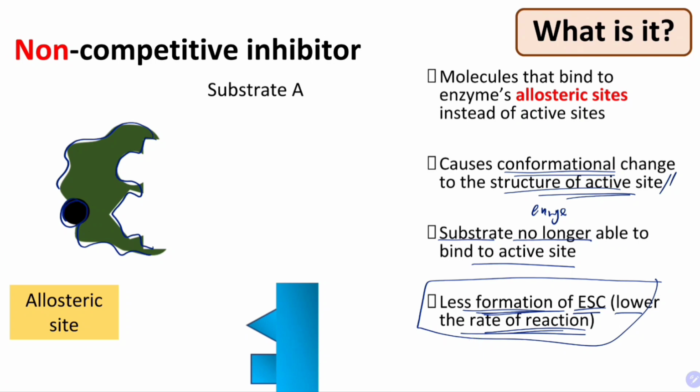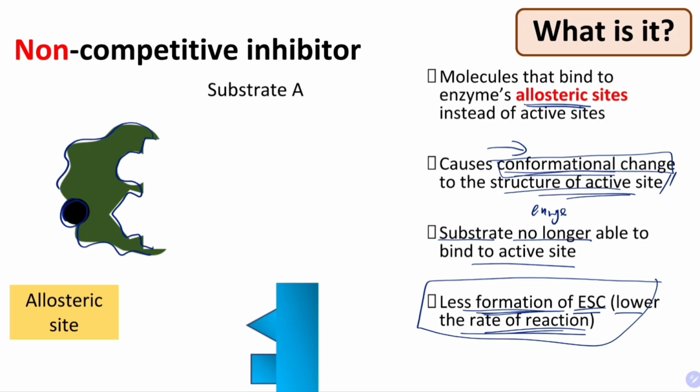Tetapi how they do that is different. So kalau non-competitive adalah dengan dia bind kepada allosteric site yang akan cause change in the structure of the active site. Okay? Tetapi kalau competitive tadi, dia akan bind to the active site yang akan prevent formation of the enzyme substrate complex without changing the conformation structure of the active site. So itu untuk competitive. So make sure boleh differentiate antara the effect of competitive dan juga non-competitive inhibitor towards the enzyme activity.